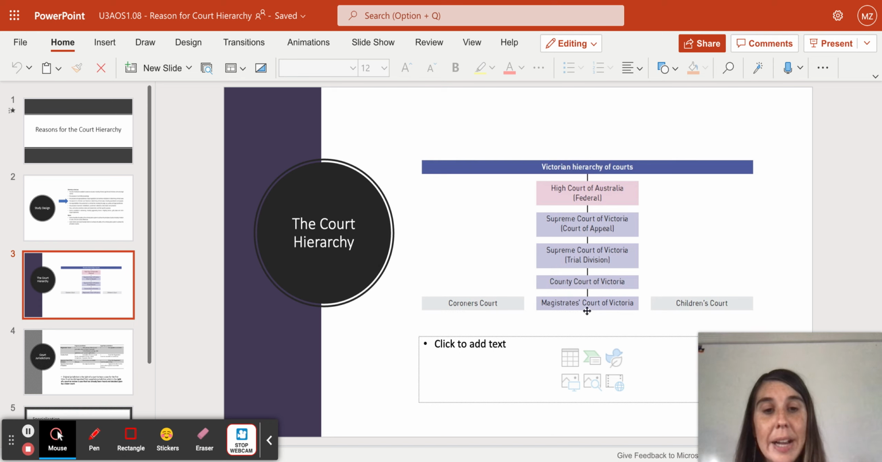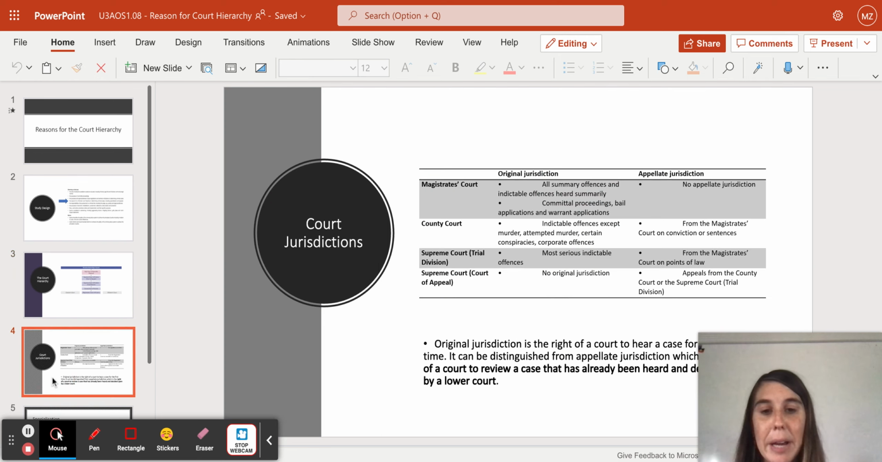Okay, on the sides at the magistrates level, we have the coroner's court, which looks after gruesome dead bodies. Ooh, and the children court, which looks after issues around children. Okay, so that's the court hierarchy in a nutshell. So less serious to most serious is the easiest way to think about it.